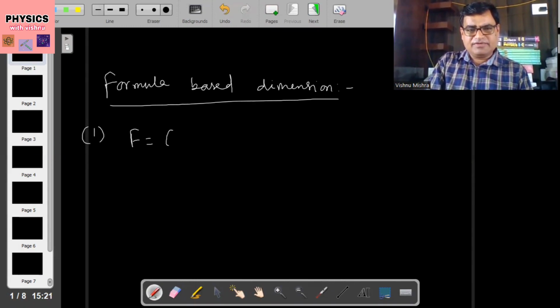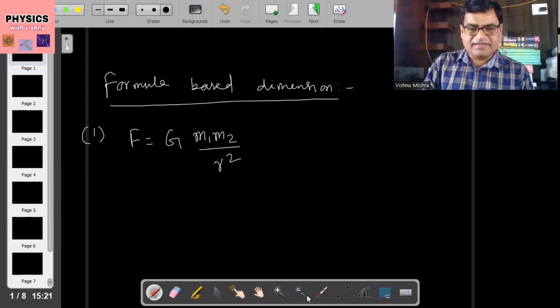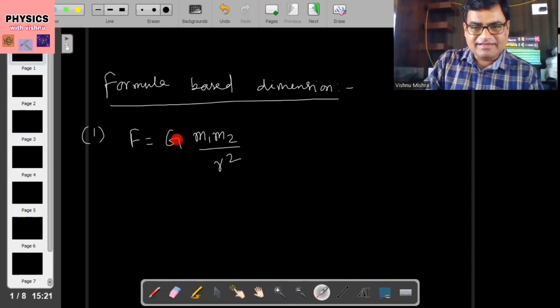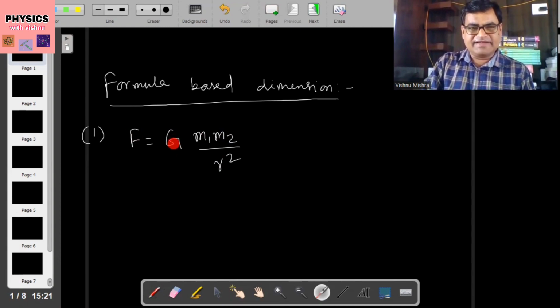F equal to G m1 m2 by r square. This is a very famous formula. This is the gravitational force. M1 and M2 are the two masses, r is the distance, and G is the gravitational constant. This is the universal gravitation constant, which we read in lower classes. My question is: find out the dimension of this G, the gravitational constant.